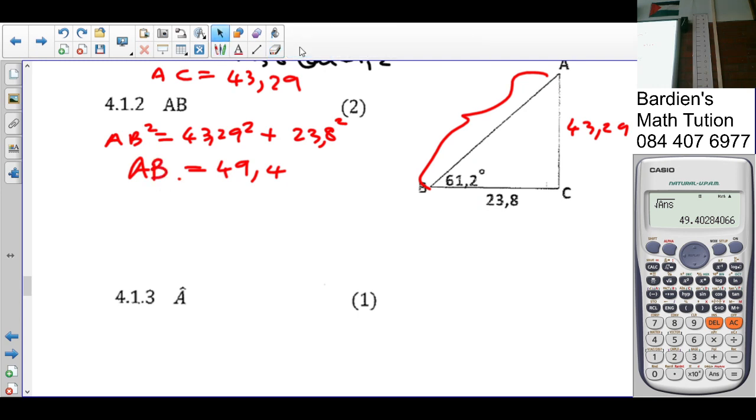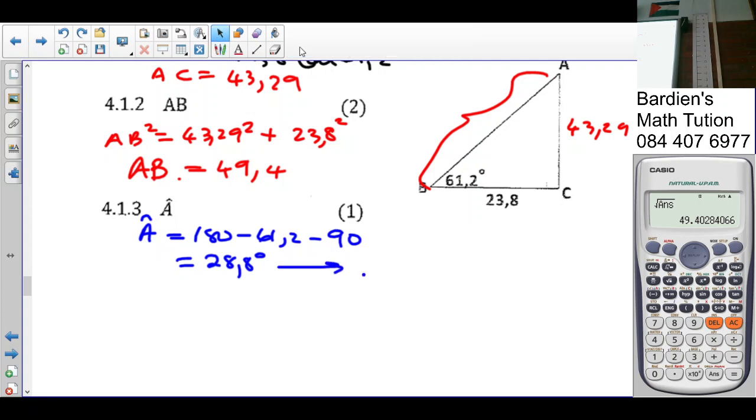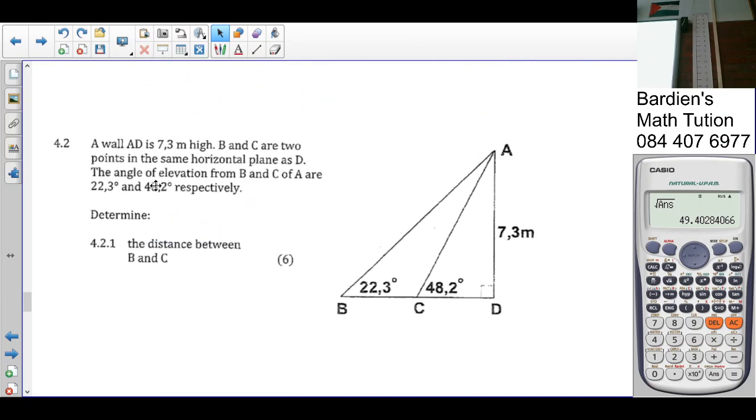And then they ask you to calculate angle A. It's simple. How do you calculate angle A? It's going to be 180 minus 61,2 minus 90. It gives you 28,8 degrees. Okay, any confusion there? No? Let's go for 4.2.